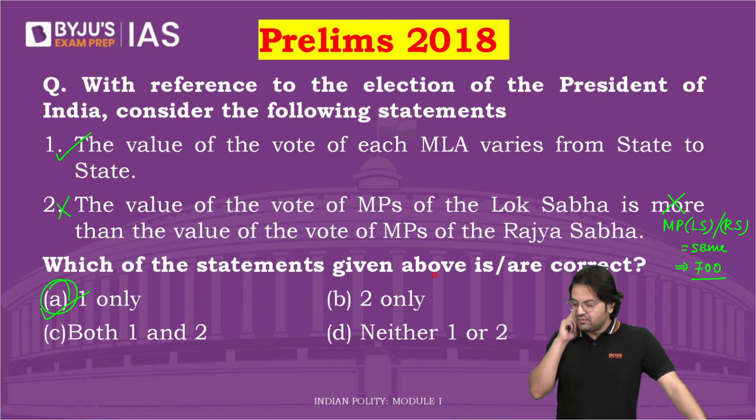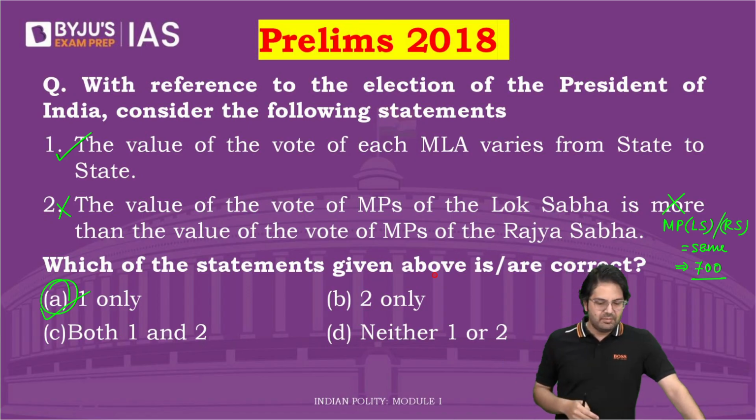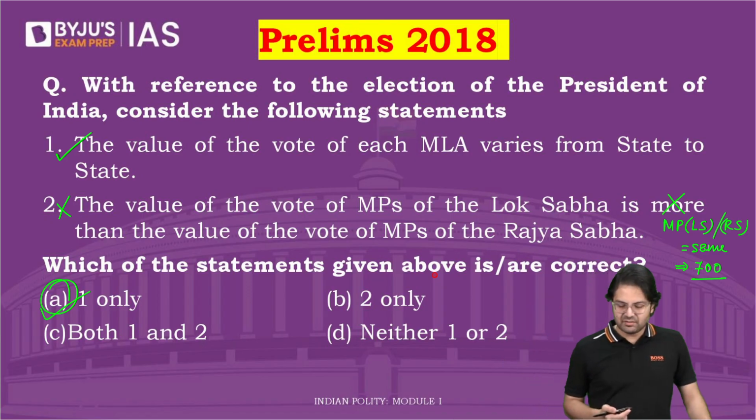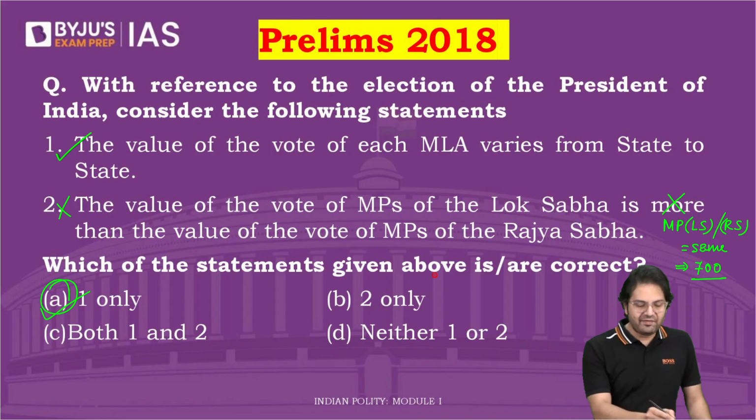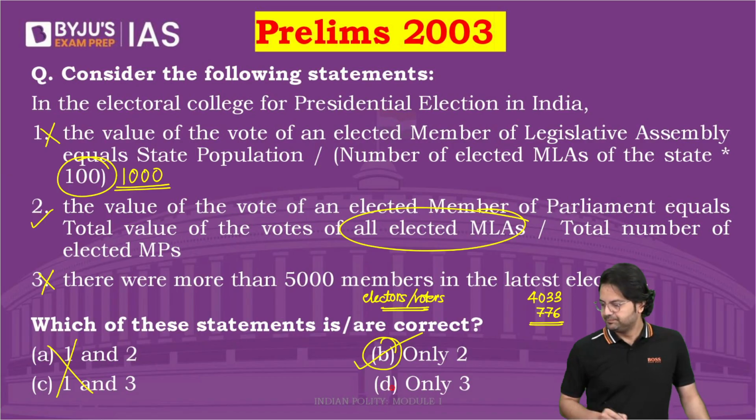How can we know total MLAs? Munigala, we could not know total MLAs. It was not required only because the question was framed in such a fashion that you could simply find 2 as correct and that's the answer. You did not even know this statement, right?